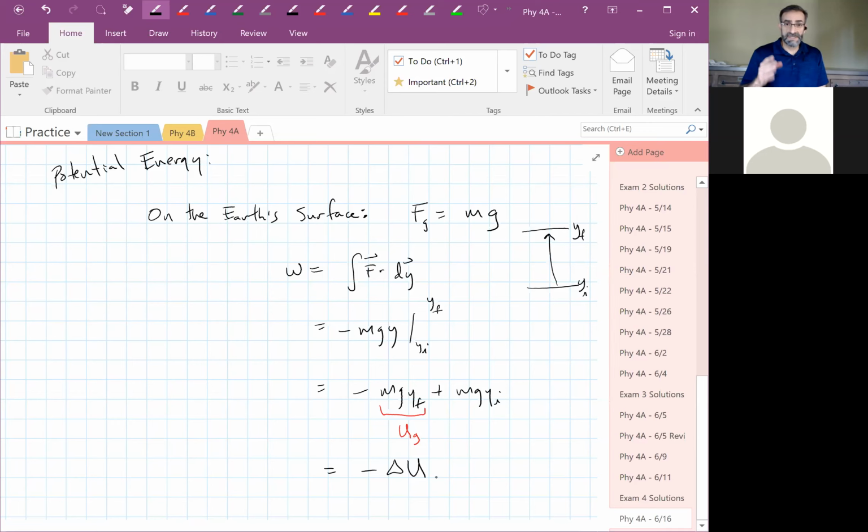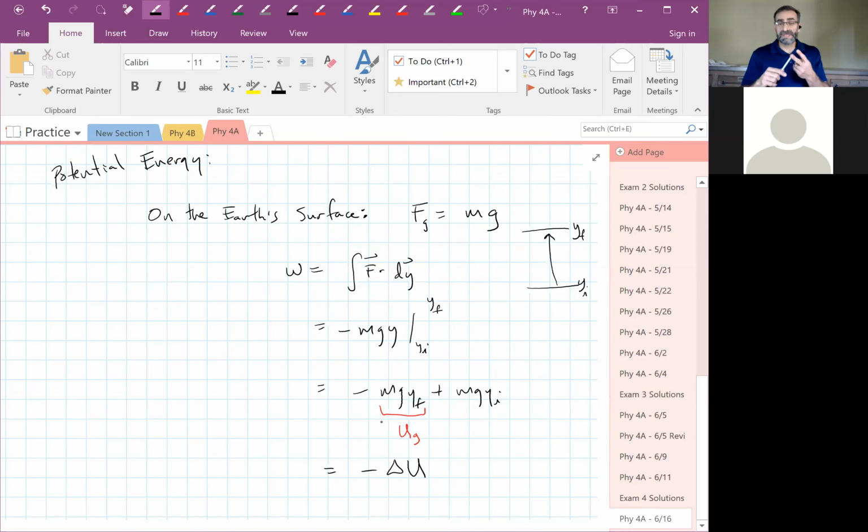Anytime we have a conservative force, we see that the work done only depends on the endpoints, where we end up and where we started. How we got from the endpoint to the starting point didn't matter, right? The only thing that ends up in the equation here is where you started and where you ended. That's true anytime you have a conservative force. Force of gravity was the first one we saw, and we'll just call this mgy gravitational potential energy. And the work done by gravity is negative delta U, the change in gravitational potential energy.